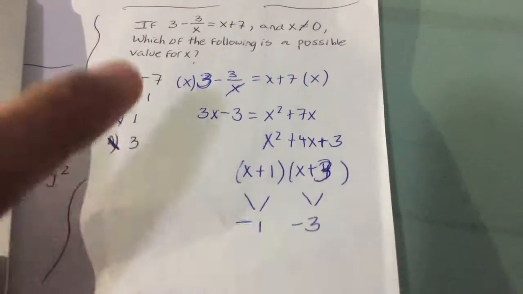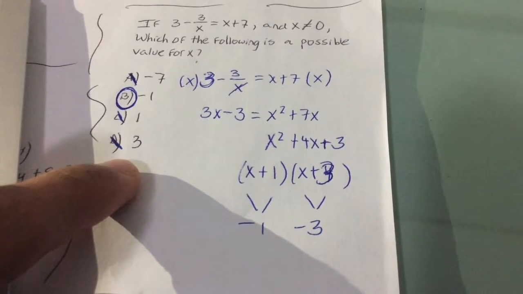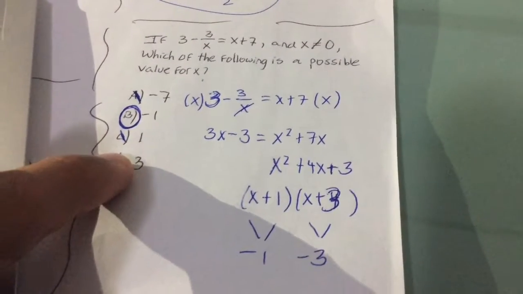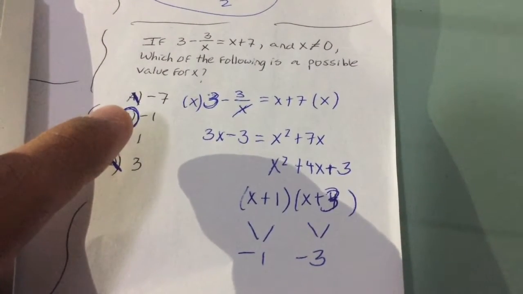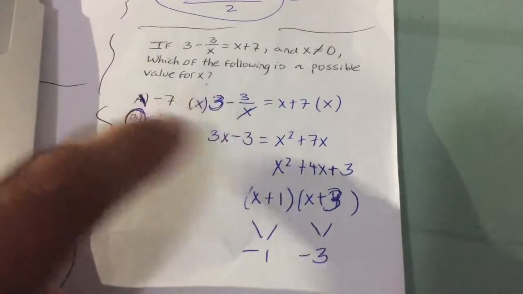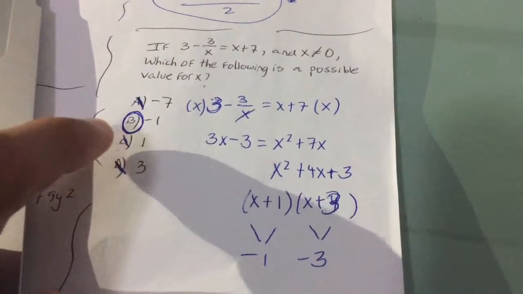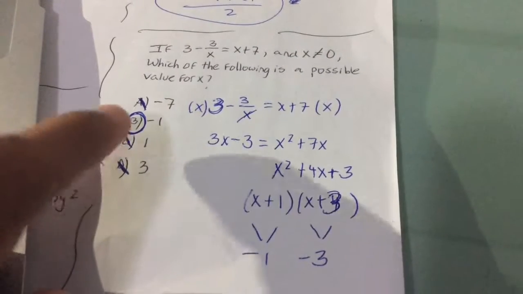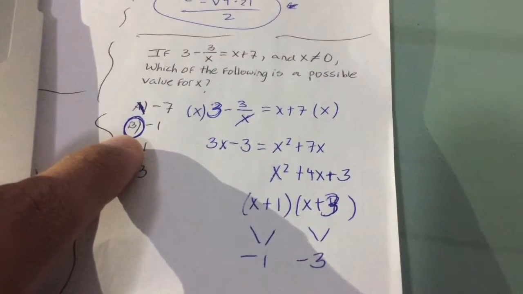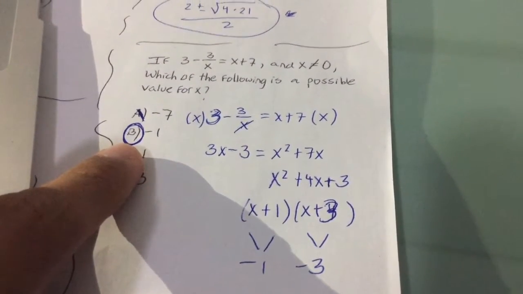Beware of the 3 that is right here, because it is a trap answer, as well as 1. -7 doesn't relate to the answer choices, but the ones that are trap answers are this one and this one, and therefore guys, choose B. I think that is the best choice.